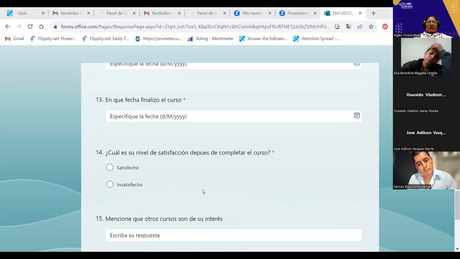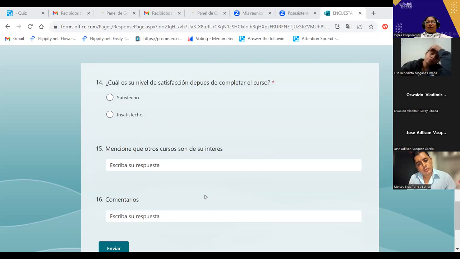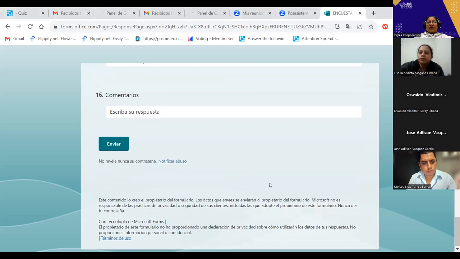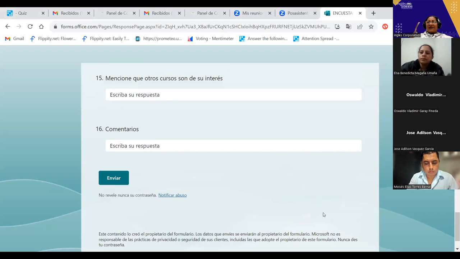Y luego, lo último ya es también algo individual, independiente que usted va a llenar. Al finalizar, cada uno de ustedes le tiene que dar enviar. Y al darle enviar, le va a mandar un mensaje de gracias por haberlo llenado. A eso, usted le tiene que tomar captura de pantalla y enviarlo en el chat del WhatsApp, que ya empezaron a mandar algunos. Pónganle su nombre completo porque hay quienes solo tienen un nombre o la mitad del nombre como están acá en el WhatsApp. Entonces, cuando manden su captura, pónganle su nombre completo.